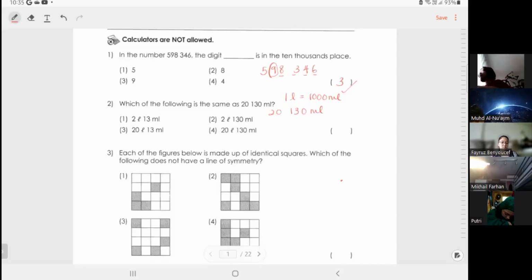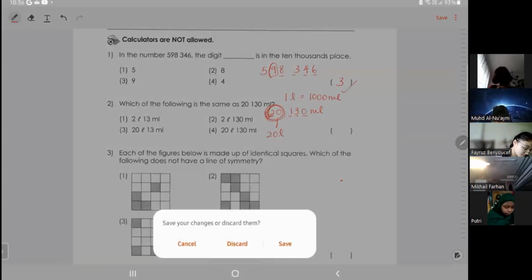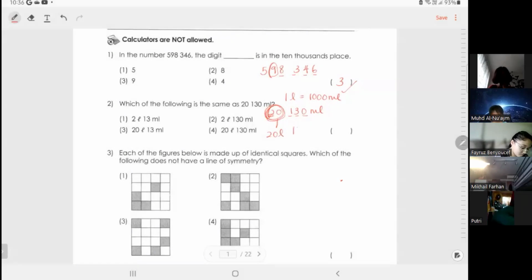So this is not simply 2 liters, then 0,130, no, because it's 20,000. Okay, in this case it's 20,000. This is your liters, 20 liters. 1,000 is 3 places, right? So this is under your liters, the 20. So the balance will be 130 ml. Answer is number 4. If you get that, tick.